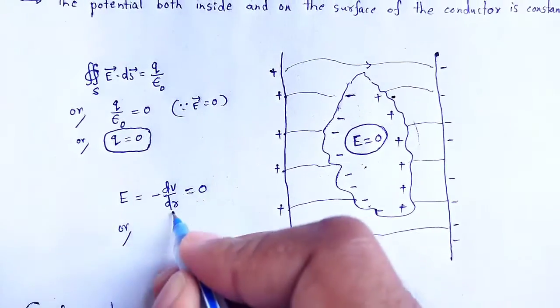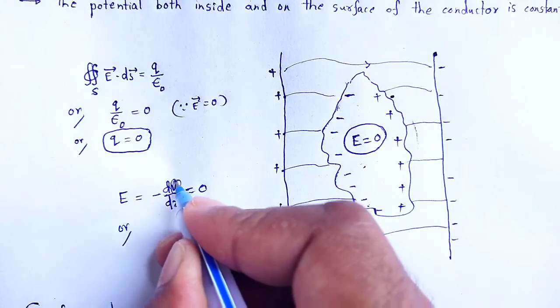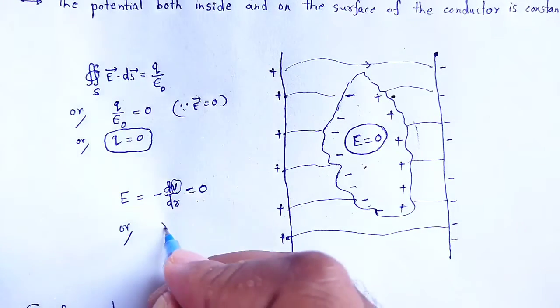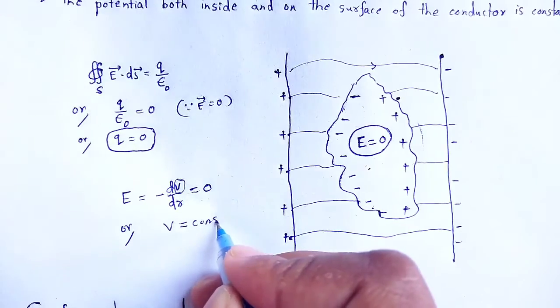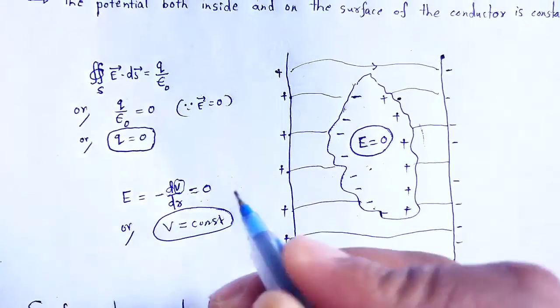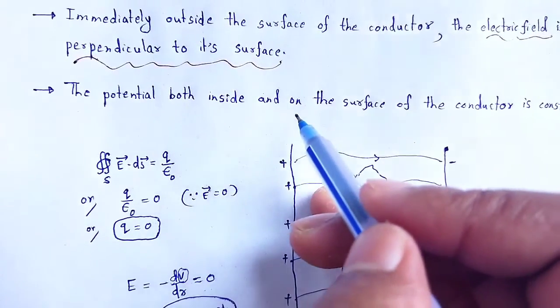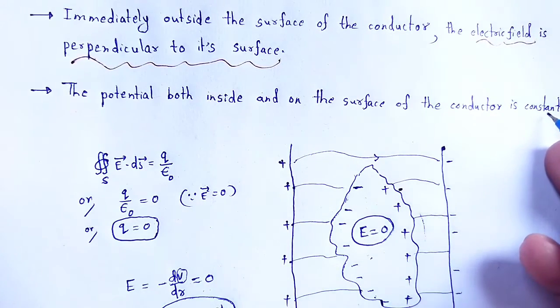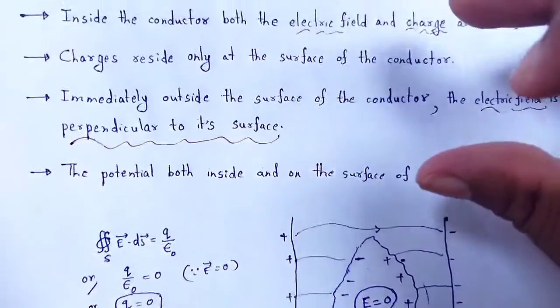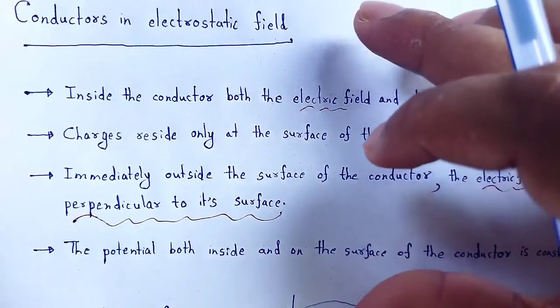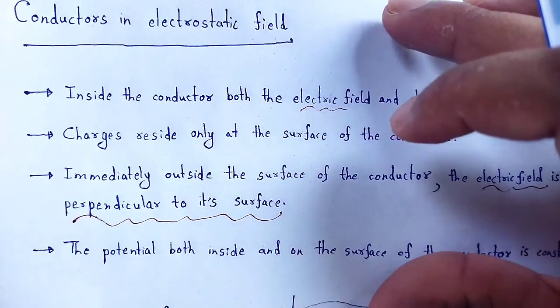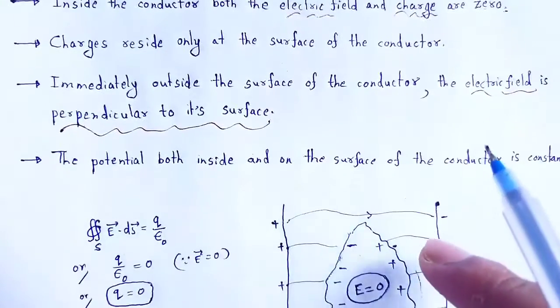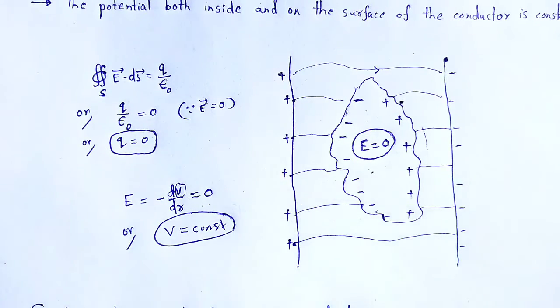Therefore, its differentiation is 0. So potential will be constant. So V is equal to constant here. That point is explained. The potential both inside and on the surface of the conductor is constant. These points, when a conductor is placed in an electric field, are easily explained in this way.